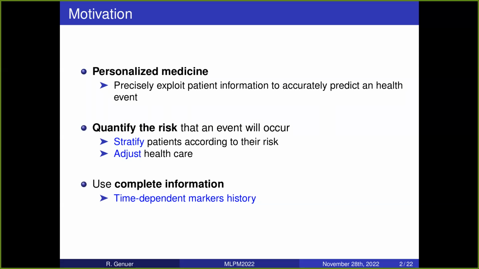Maybe this slide. So we want to take into account, let's say, the maximum of the patient information to give a personalized prediction of time to event for some health event of interest. And the objective is then to adjust the treatment of the patient, for example, or maybe put the patient in some groups of patients with the same characteristics to adapt their follow-up and so on.